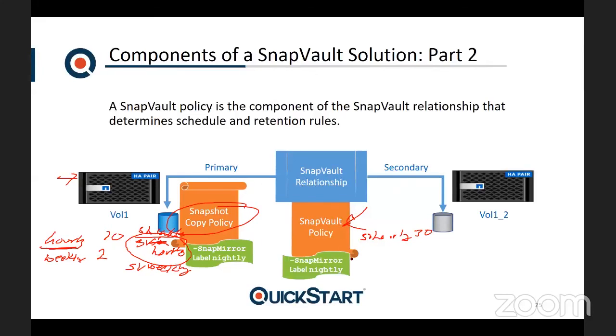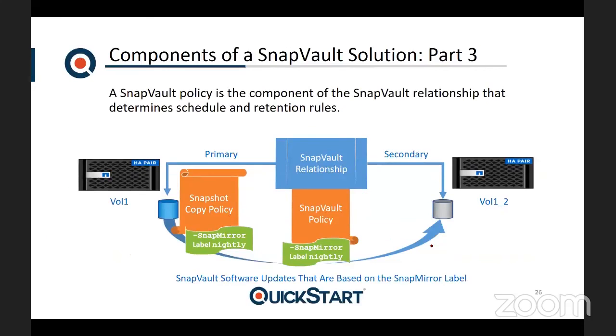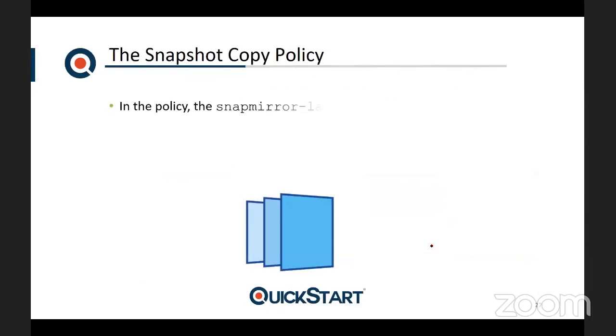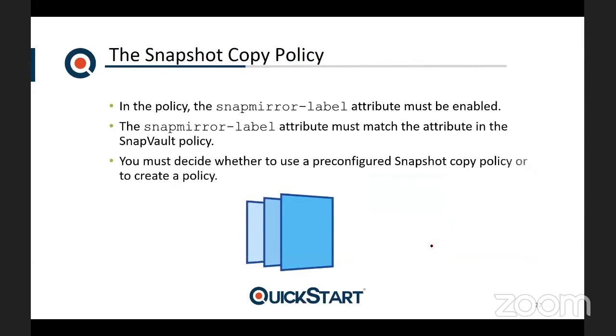Anyway, so over on the destination here in the SnapVault policy, then I would say of SnapVault weekly, I want to keep 52. So the relationship between what's going on the source and what I want to keep on the destination for SnapVault purposes is all around that SnapMirror label. And thus, again, the updates will be made based upon the SnapMirror label. So it's very, very important to understand that piece. Okay. So again, the snapshot policy has the SnapMirror label built into it.